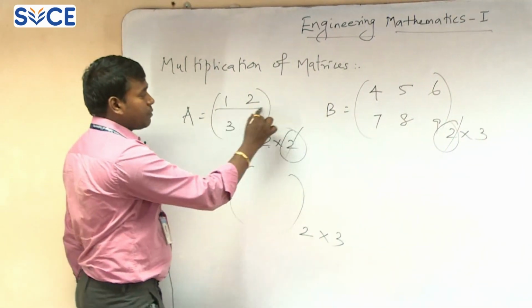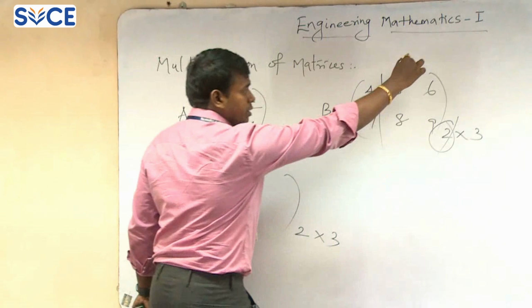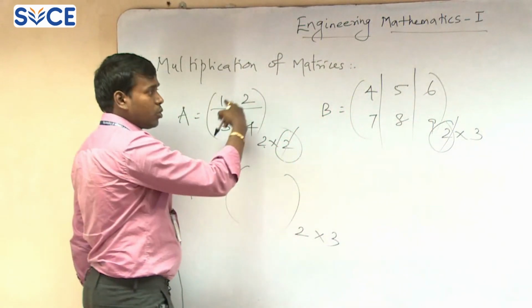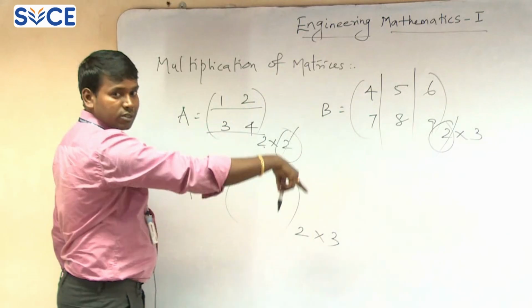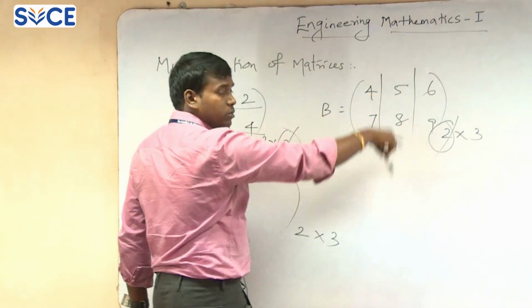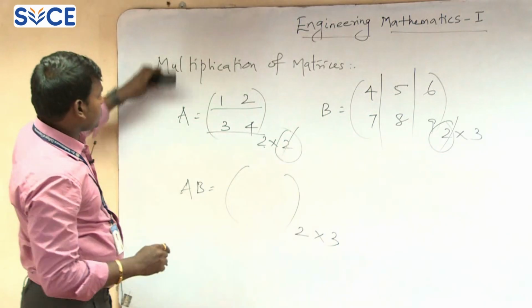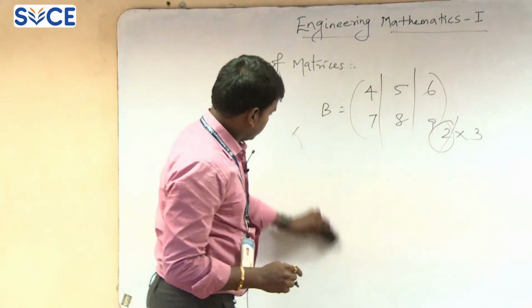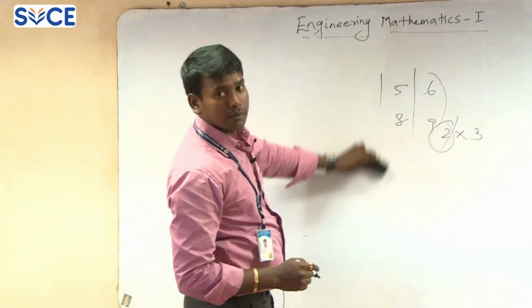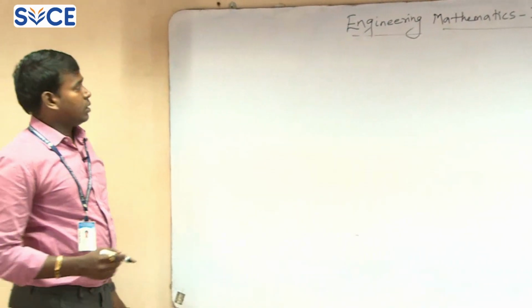So in matrix multiplication, first row, first column, then first row, second column, then first row, last column. Similarly, second row, first column, second row, second column, second row, last column. Now next one.